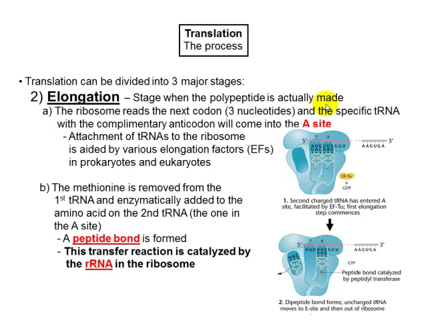Now, once this tRNA gives its amino acid to the A site, now it's empty. It does not have the amino acid there anymore. So now it's ready to leave the system. So it gets kicked into the exit site and gets kicked out of the system.